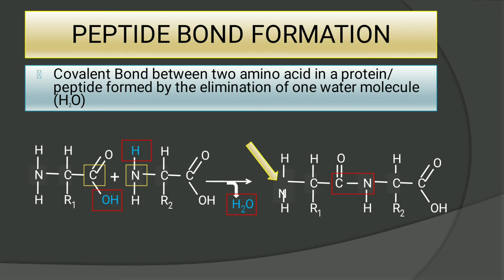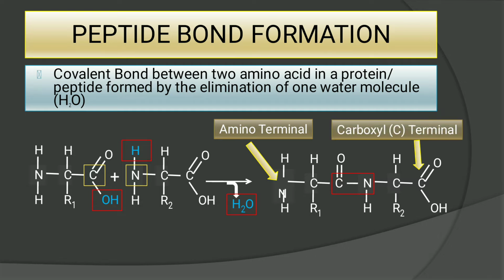As I told you before, in a peptide, the end which contains the amino group is known as the amino terminal, and the end which contains the carboxylic acid group is known as the carboxy terminal.